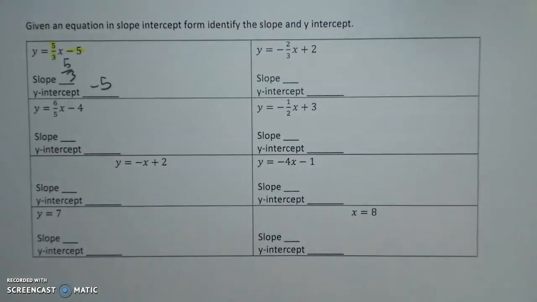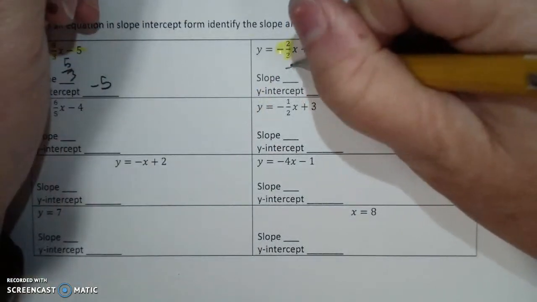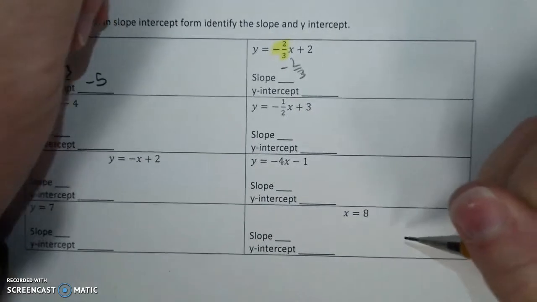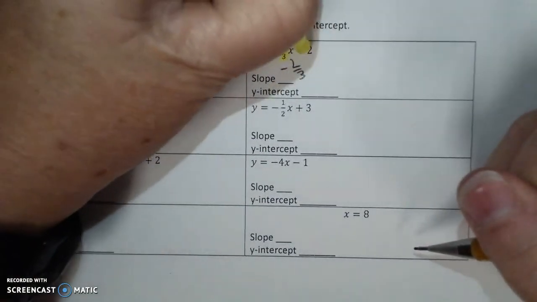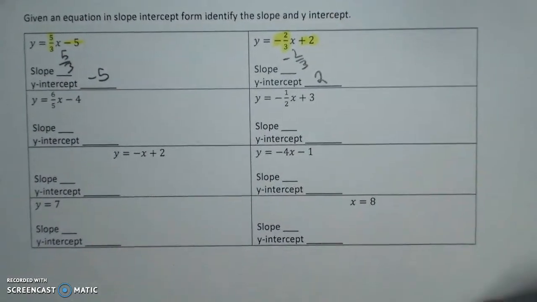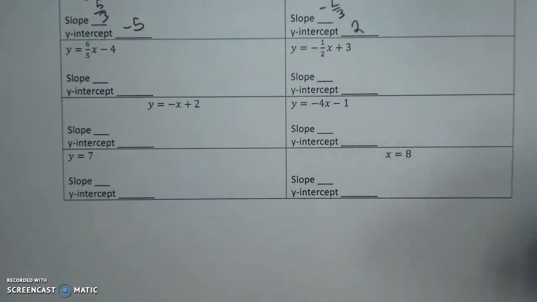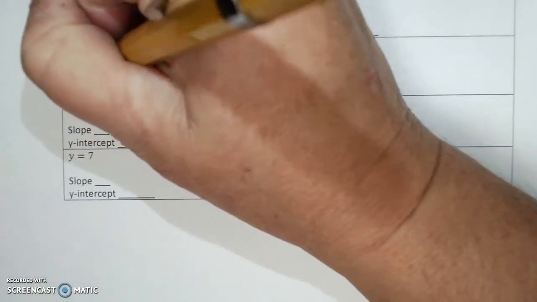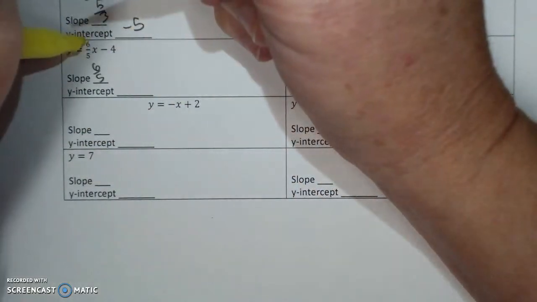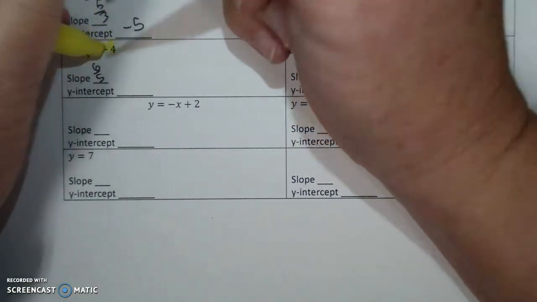In the next example, y equals -2/3 x plus 2. The slope is -2/3. The y-intercept is +2. And y equals 6/5 x minus 4. The slope is 6/5 because it is the coefficient of x. The y-intercept is -4.